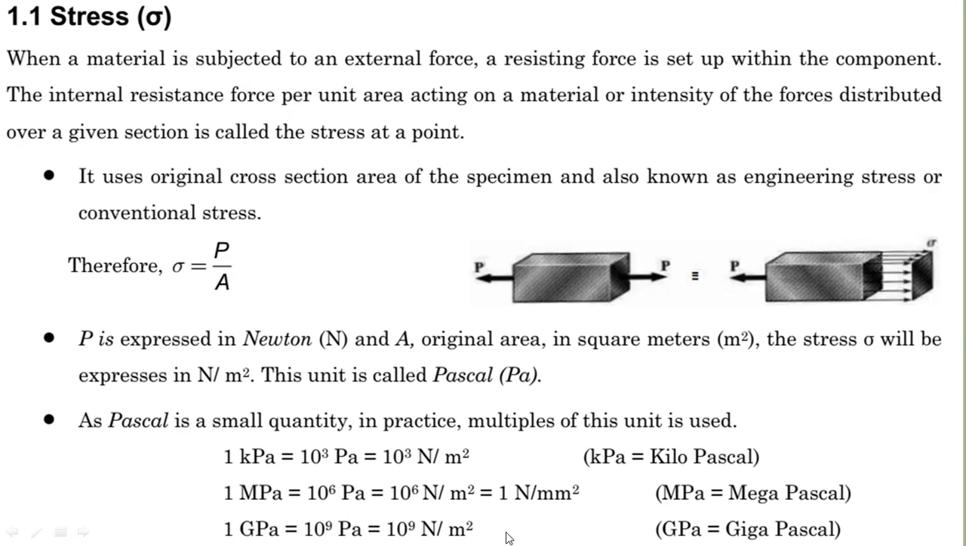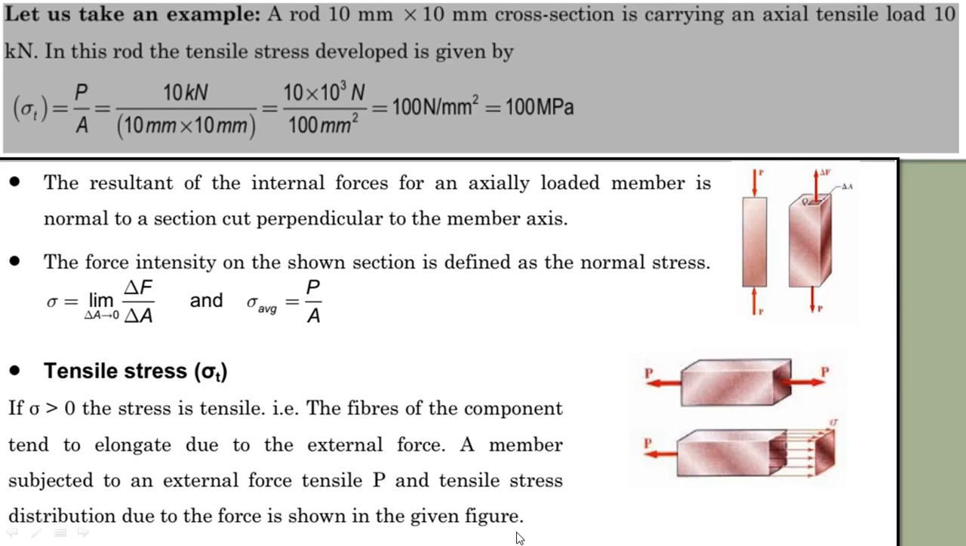Now let us take an example: a rod of 10 mm by 10 mm cross section is carrying an axial tensile load of 10 kilonewton. In this rod, the tensile stress developed is given by sigma T is equal to P upon A, 10 kilonewton divided by 10 into 10, that is 10 into 10 raised to 3 Newton divided by 100, that is 100 Newton per mm square, that is 100 MPa. So when the forces acting on any member are in opposite directions on both sides, these are tensile forces, which create tension, and if the forces act in this fashion, they create compression.